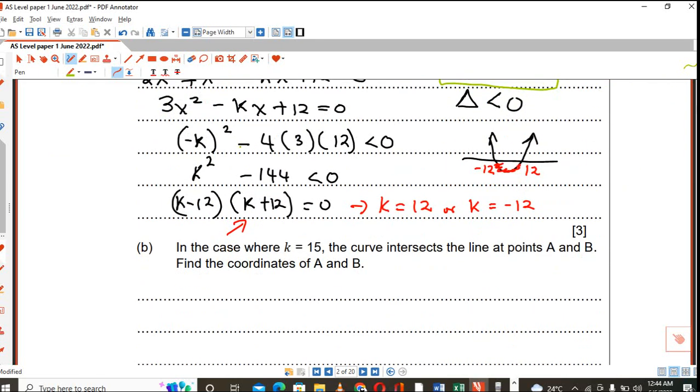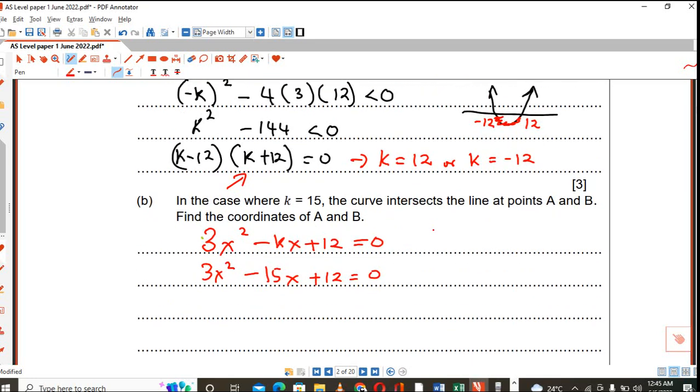Now they're saying in the case where k equals 15. So I am going to bring this particular one down. I don't have to do the whole thing. I'm going to say 3x squared minus kx plus 12. This is what I know. In the case where k equals 15, that means 3x squared minus 15x plus 12 equals 0. They're asking you to find the coordinates. So we just have to simplify and solve this equation.